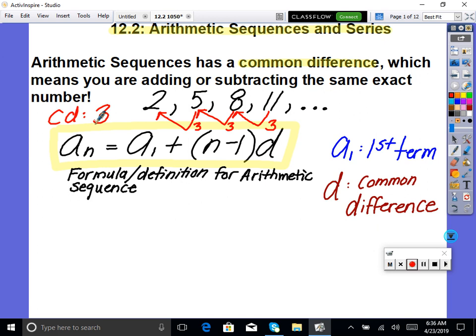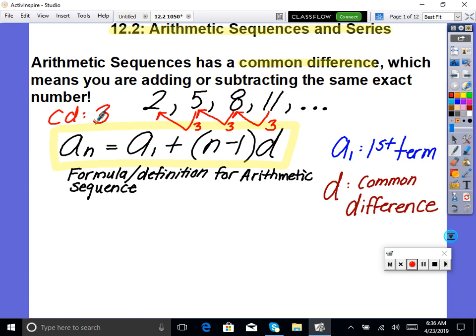Now right here is the general formula. If you're given an arithmetic sequence, if I said to you, write the formula that recreates 2, 5, 8, 11, you literally just plug it into this. It's really easy because last time we were just kind of guessing. Here's the actual formula you'll use.